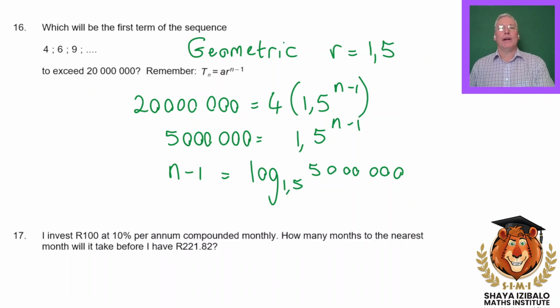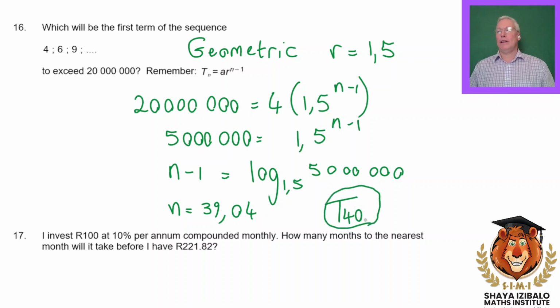n equals 39.04. Now, is it possible to have a 39.04th term? No. So which term will be the first to exceed? Remember, these terms are getting bigger and bigger. So the answer is T40, the 40th term.